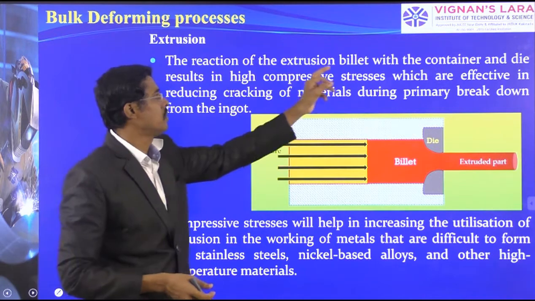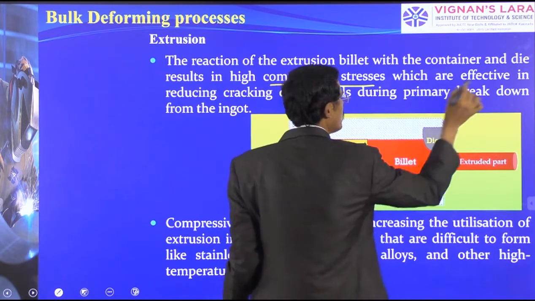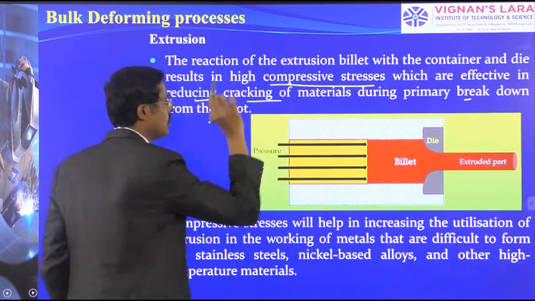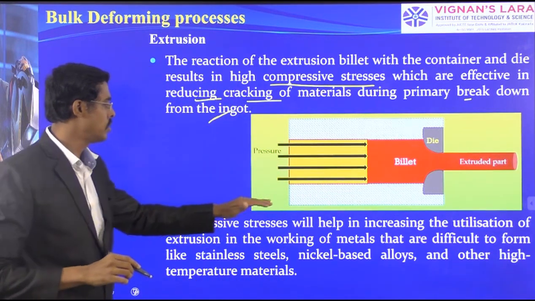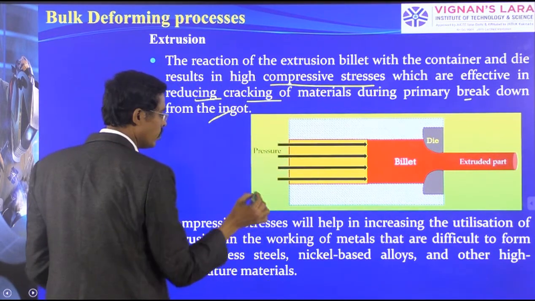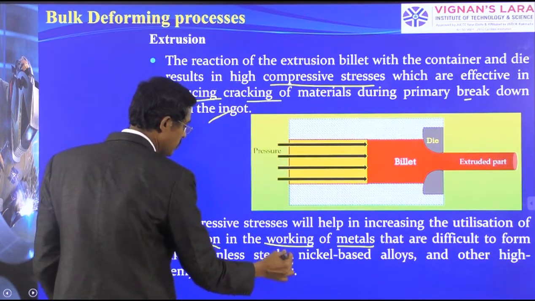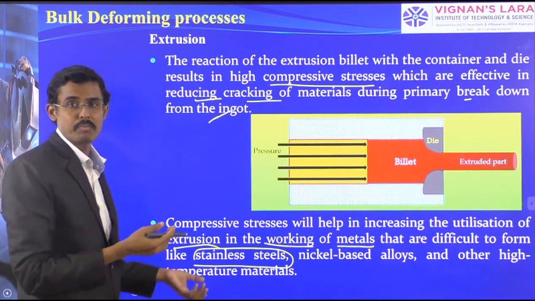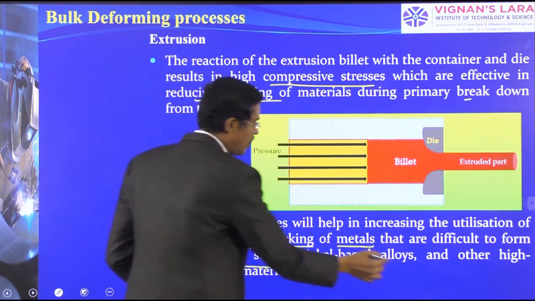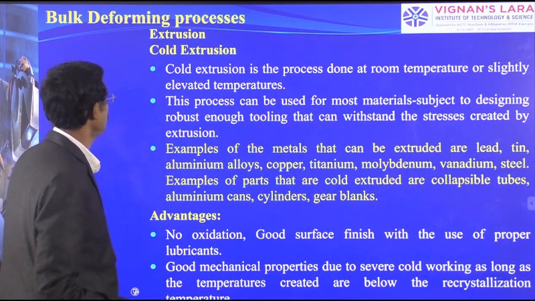The reaction of the extrusion billet with the container and die results in high compressive stresses, which are effective in reducing cracking of the material during the primary breakdown of the ingot. Compressive stresses help in increasing the utilization of extrusion in the working of materials that are difficult to form, like stainless steels. These all have ductile property higher when red hot, but not at room temperature. Nickel based alloys and other high temperature materials. So such things.